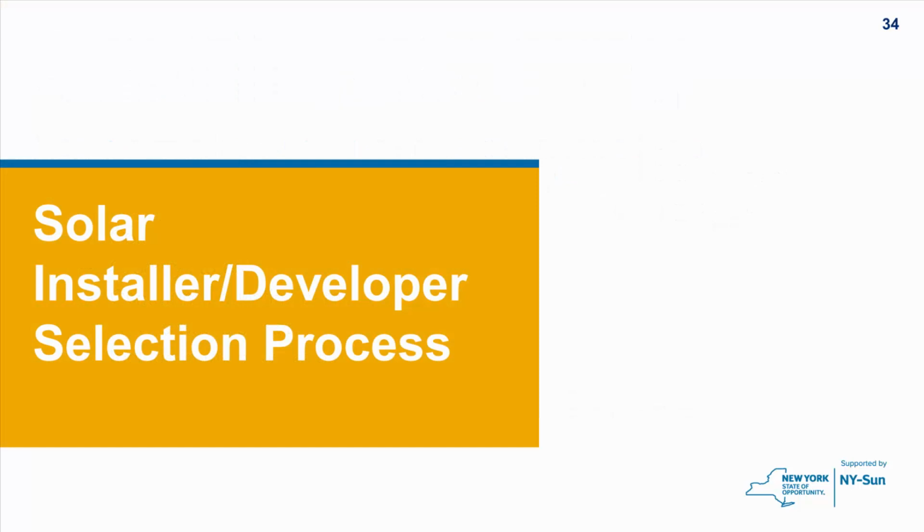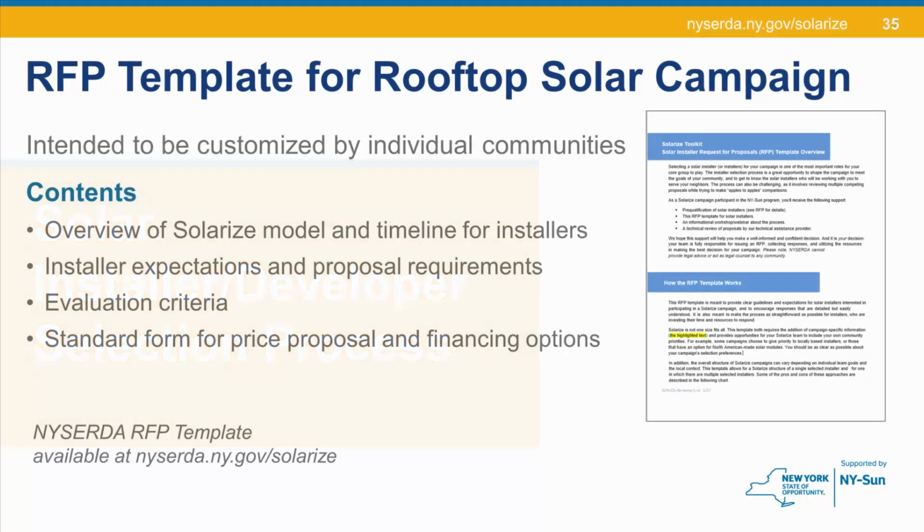Now we'll go through the steps of the community's process to select a solar installer for a Rooftop Solar Solarize campaign or a solar developer for a community solar Solarize campaign. The Request for Proposal, or RFP, template for a rooftop solar campaign, available on NYSERDA's website, is intended to be customized by the community for their Solarize campaign. The RFP includes an overview of the Solarize model and timeline for installers, installer expectations and proposal requirements, proposal evaluation criteria, and a standard form for the price proposal and financing options.